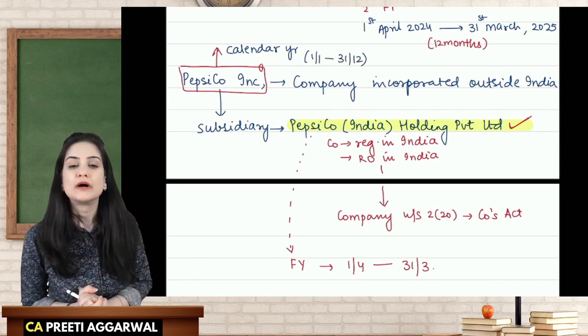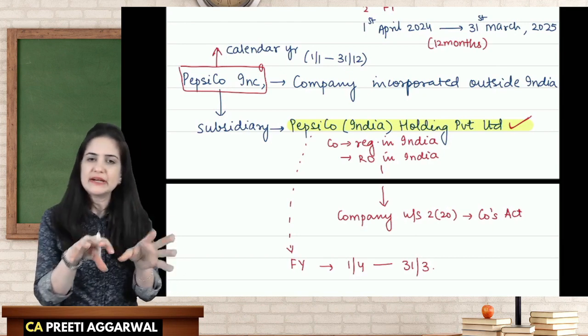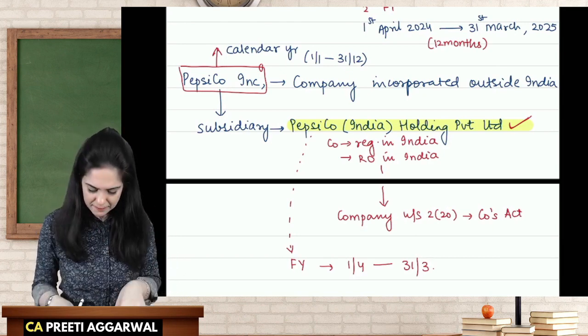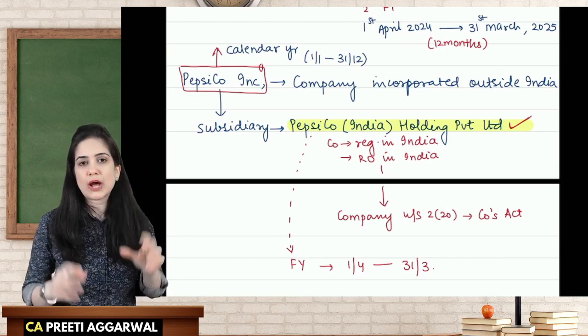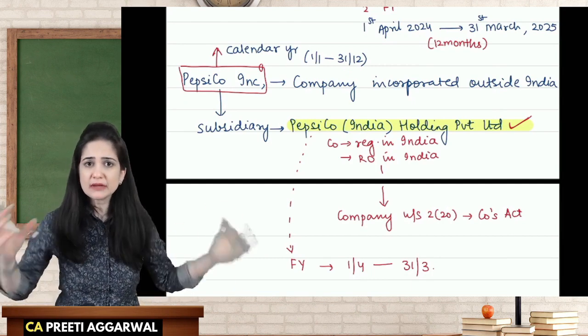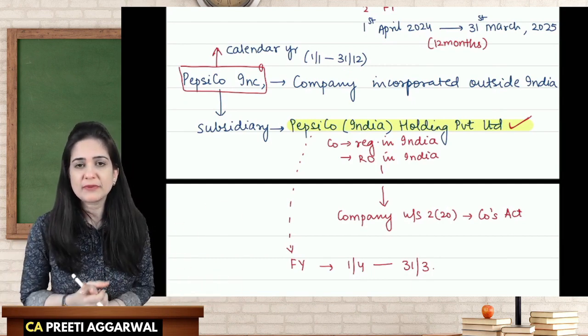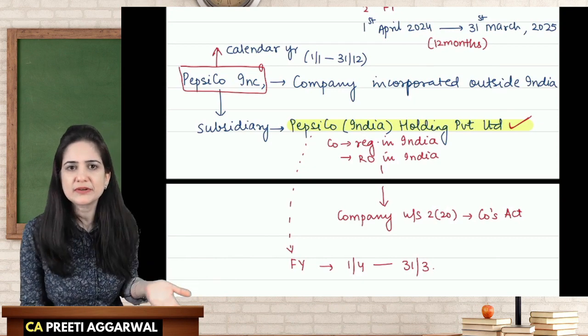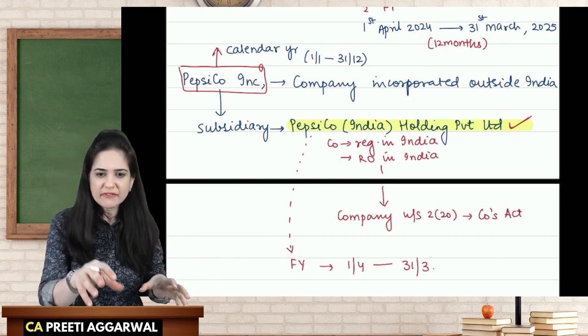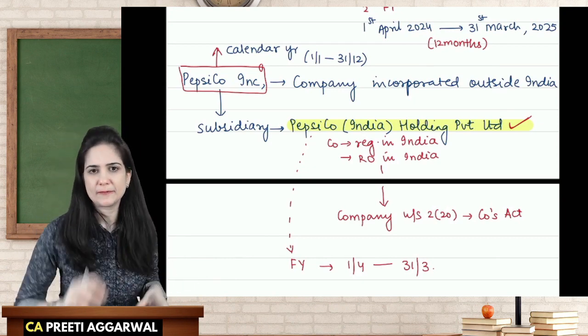Now, why is the word India mentioned in the name? Because PepsiCo has subsidiaries in many countries. How will I know which subsidiary I'm referring to? They have a presence in many countries. So in order to identify, we have used the word India.